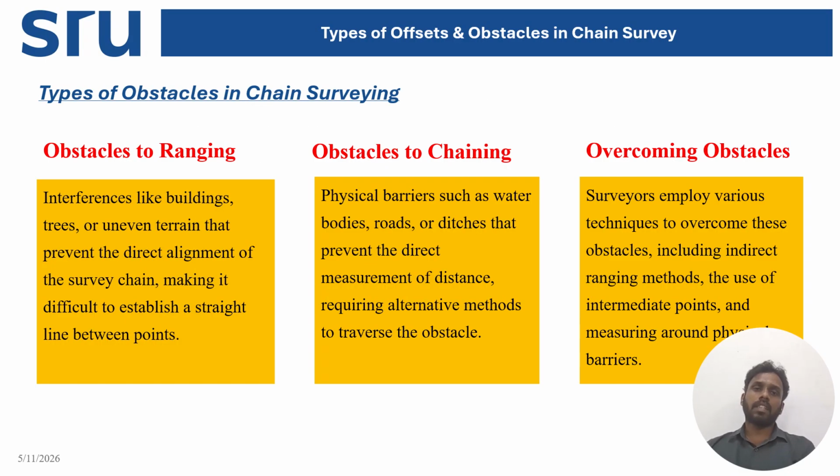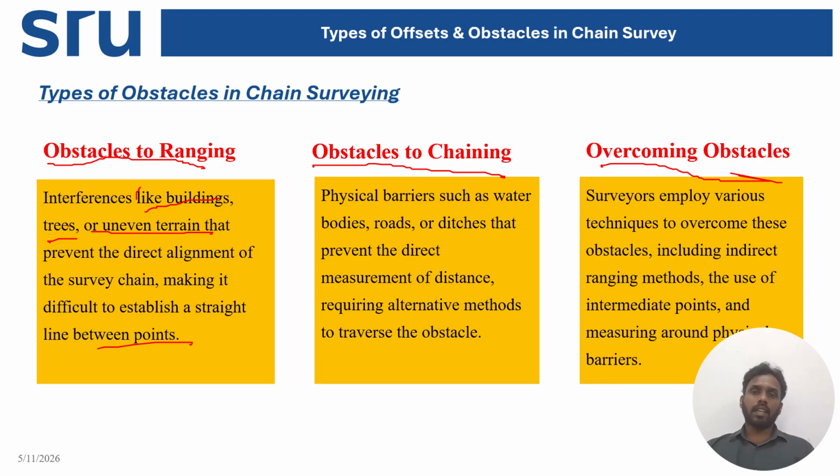Now, types of obstacles in chain survey. There are three types of obstacles: obstacles in ranging, obstacles in chaining, and overcoming obstacles. You can see here, right? Obstacles in ranging: while doing your ranging, there may be interference from buildings, structures in between your survey line, trees, or uneven terrain that prevent the direct alignment of survey chains, making it difficult to establish a straight line between your points. So in that case, you have to go for indirect ranging.